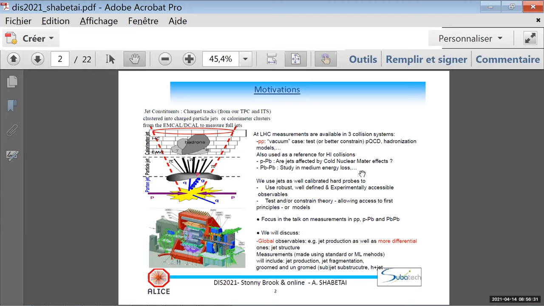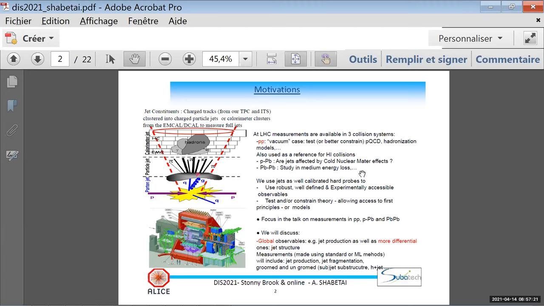So at the LHC, you can basically look at three systems. In pp, you have the vacuum case where you look at testing pQCD and QCD. In p-Pb, you are interested in looking at cold nuclear matter effects. And in Pb-Pb, you study the medium energy loss and try to characterize your QGP. So, well, you can look at this in two ways. Experimentally, you can define very robust and well-defined observables. And then you can test and try to constrain QCD from first principles or build models to compare to them.